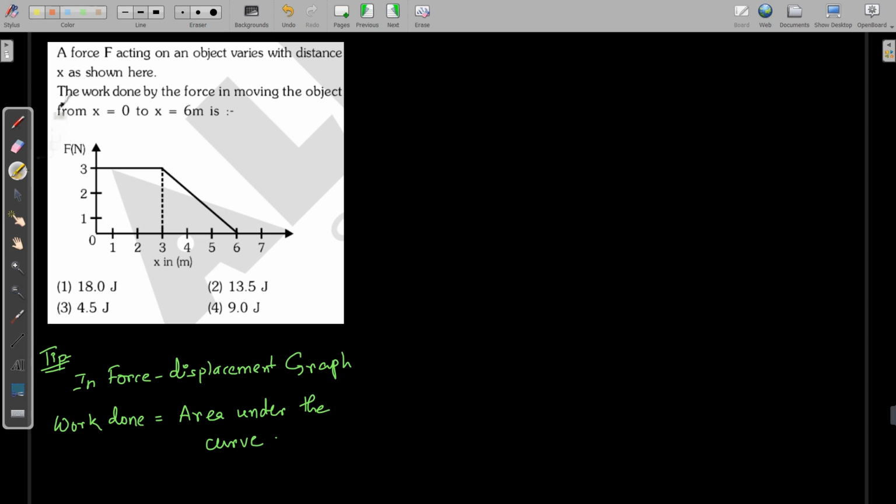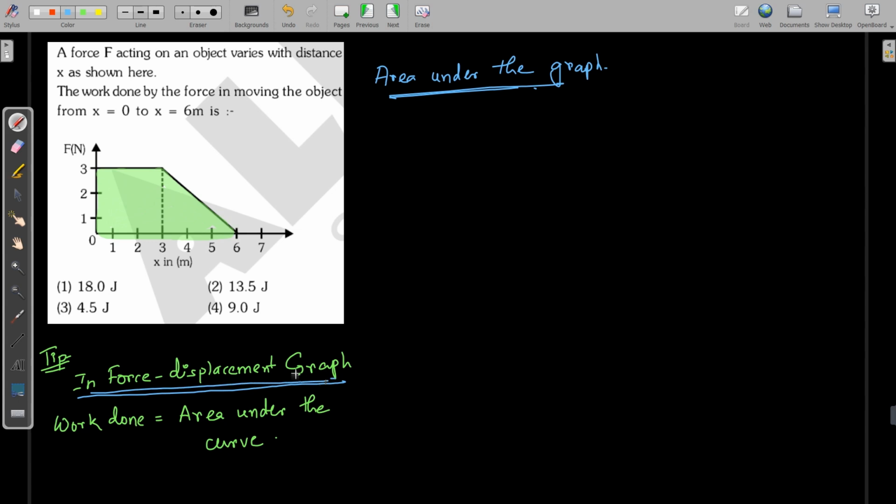So what are we going to do? We are going to find out this area under the force displacement graph. Because what is being told in the question? In this question, we have to find the work done when a body moves from x equal to 0 to x equal to 6. So in this situation, you can find out the area under the graph. When we have been given a force displacement graph, work done is equal to area under the graph.